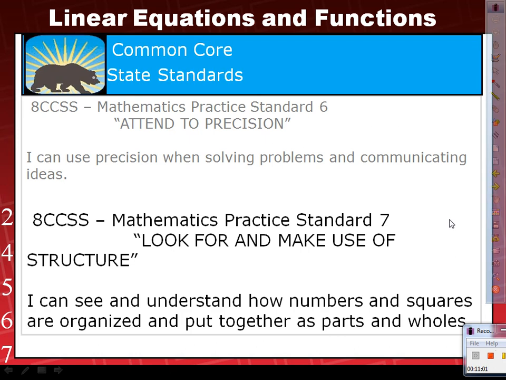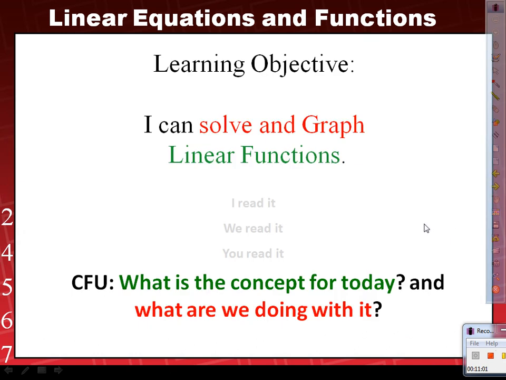We're moving on to funner and greater things. Yay. Our objective for today: I can solve and graph linear functions. Read together. 1, 2, 3. I can solve and graph linear functions. So, our concept for today, we're no longer on arithmetic and geometric sequences. We're in linear functions. And today we're starting with graphing again. Now, graphing you've been doing since 4th grade, I believe, something like that? Yes?